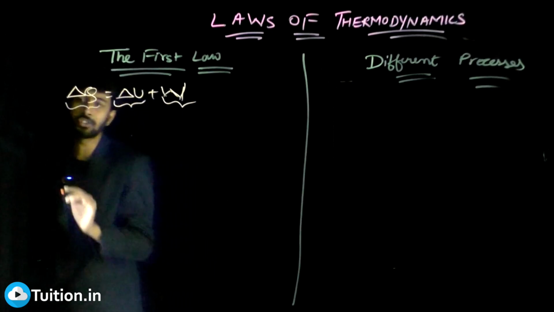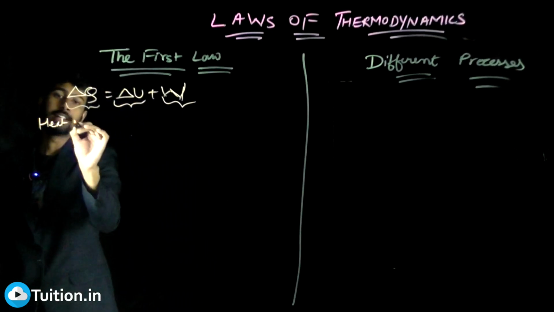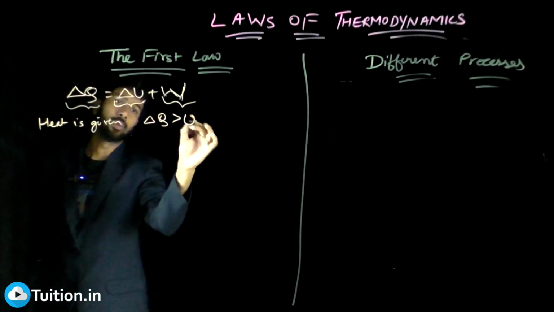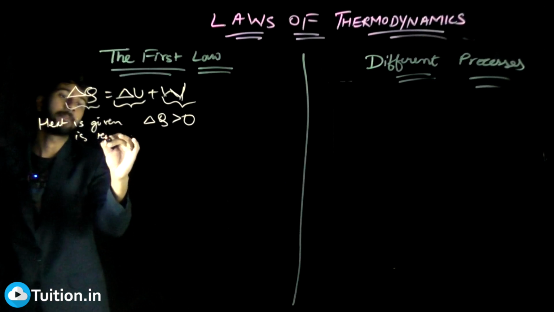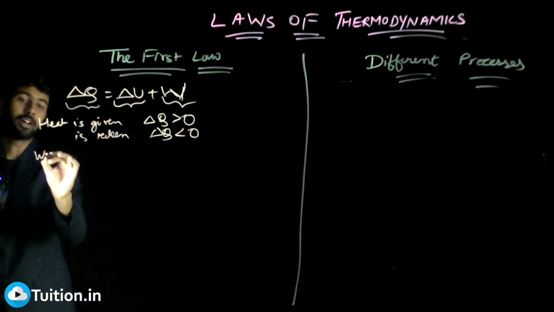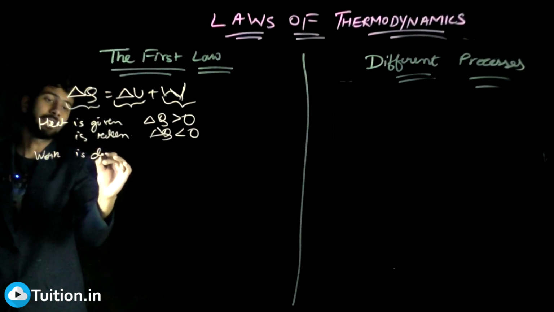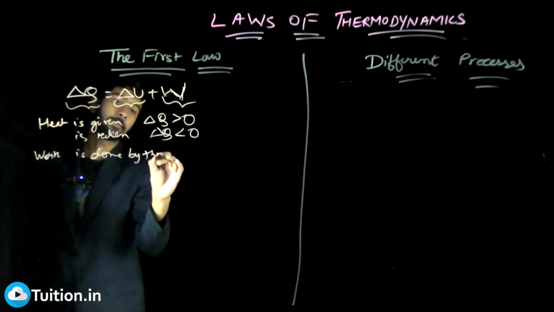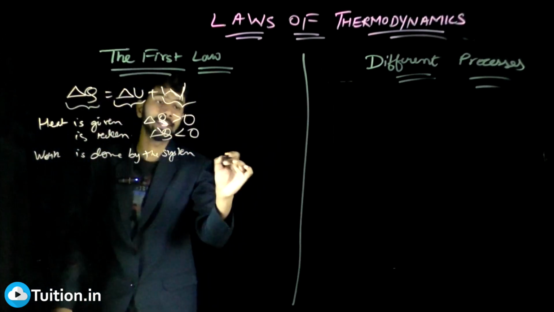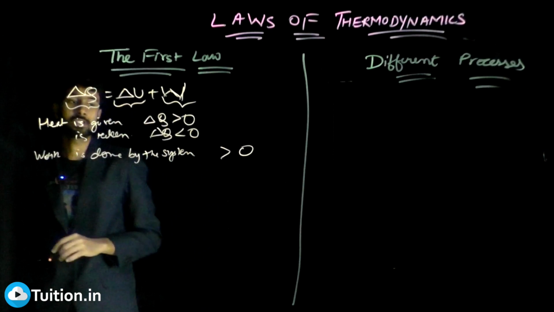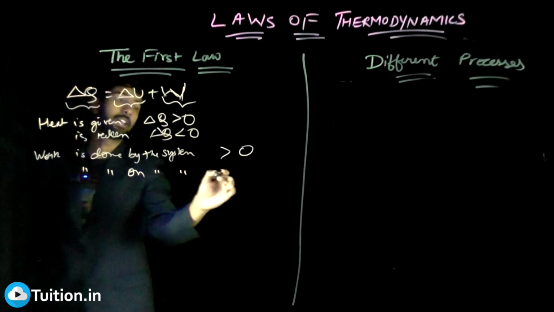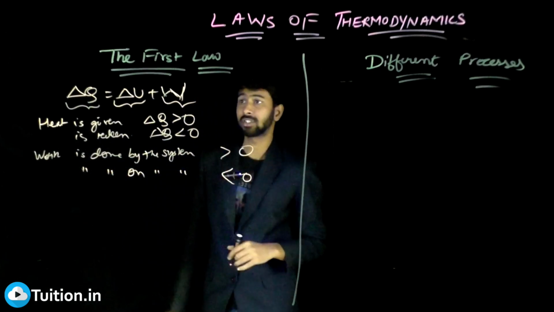So first, you should know the sign convention. If heat is given to the system, then delta Q is greater than 0. If heat is taken from the system, heat is removed, then delta Q has to be less than 0. If work is done by the system, that means the system expands, then W is greater than 0. If it is done on the system, then work done will have a negative sign.